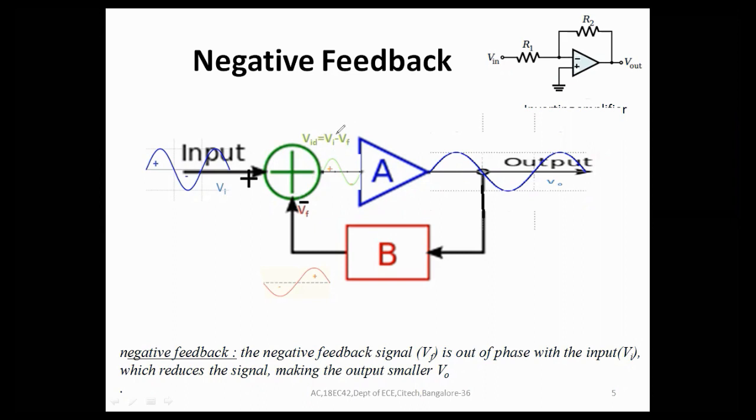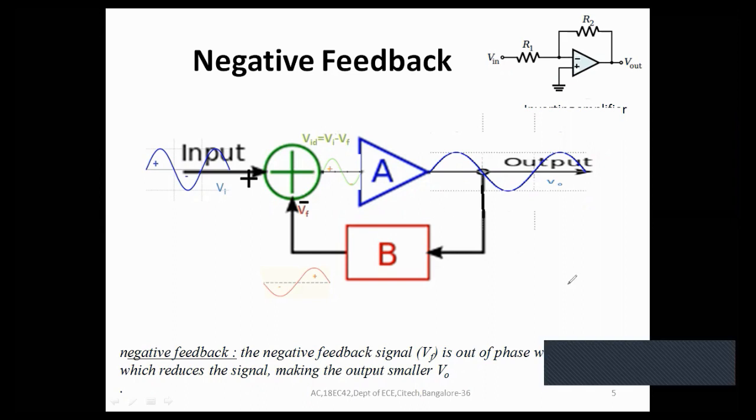This negative sign indicates that due to negative feedback, the feedback voltage always opposes the input voltage. That difference is applied to the amplifier so that the output is reduced. Example: inverting amplifier or non-inverting amplifier. Like that, many examples are there.